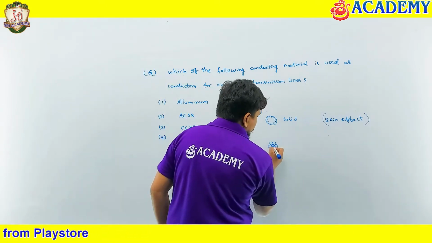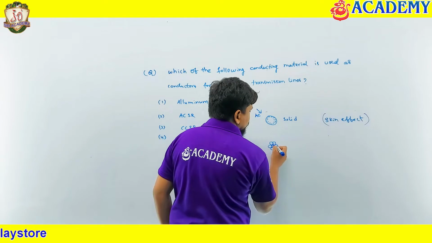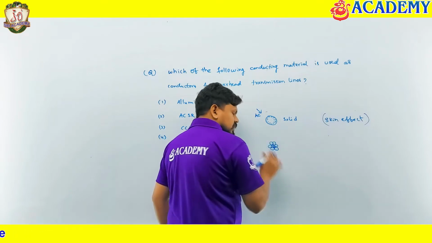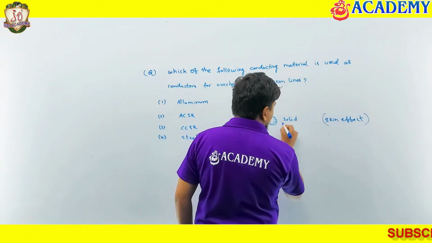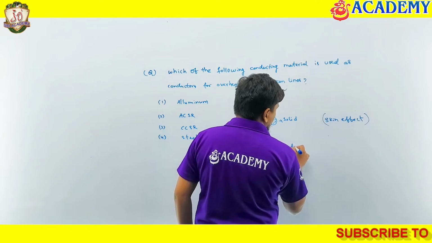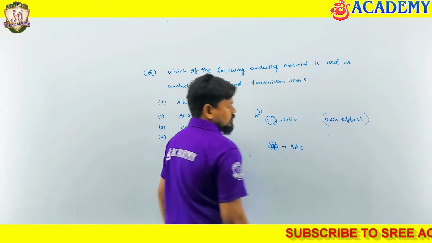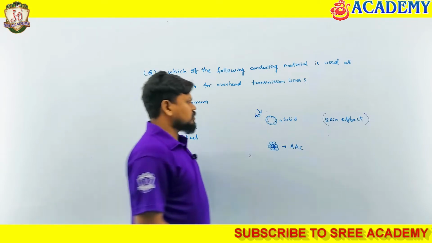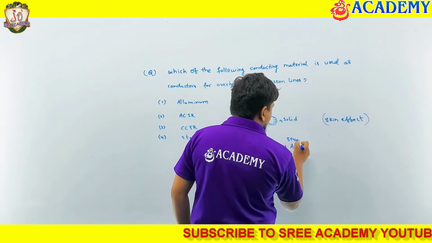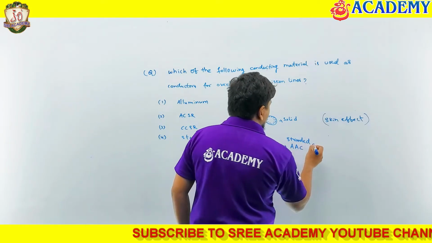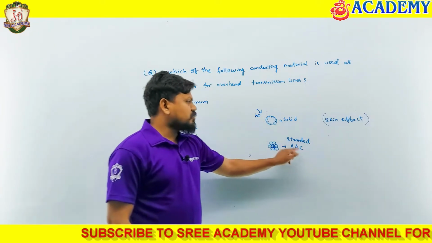What is this one? This is also aluminum. Everything is aluminum. This type of conductor is called all aluminum conductors, AAC conductors, otherwise stranded conductors. So stranded conductors, these are all aluminum conductors.